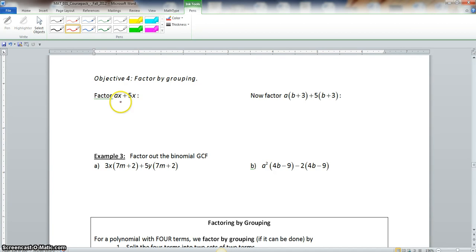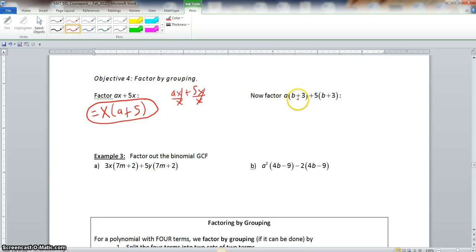Now, what we're going to do here, we know that a and 5 have nothing in common, but we know that these x's do. So we factor out this x, and then in parentheses, we know we're really taking ax plus 5x and dividing both of these by x. These x's simplify out and leave you a. These x's simplify out and leave you plus 5. So that is the factor.